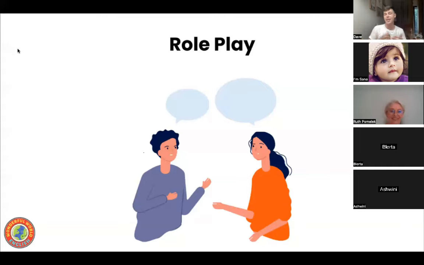Excellent. Perfect. Thank you, Ruth. That was great. And okay, I want two of you now to try this. Let's have Ashwini and Sana. You can try this one, and then Blurta and Ruth can go after. So Ashwini, Sana, can you turn on your microphone, please? And Sana, you can begin just by saying hello or greeting Ashwini in some way.